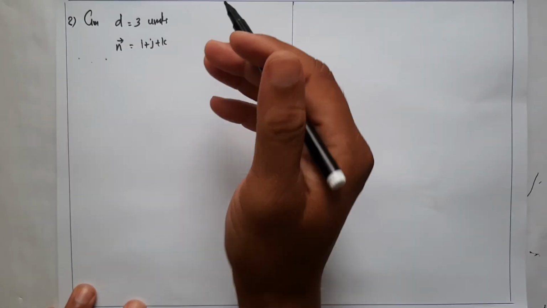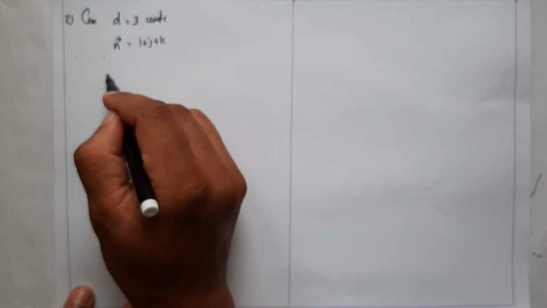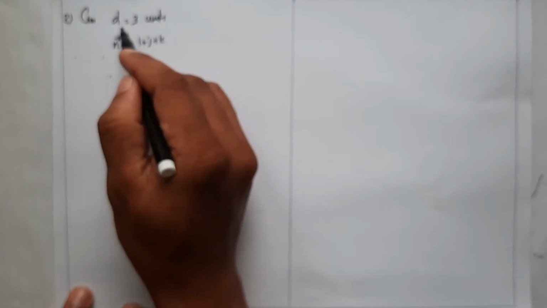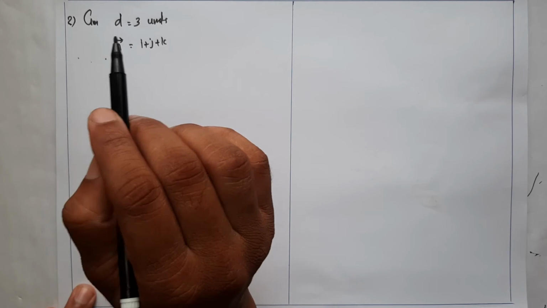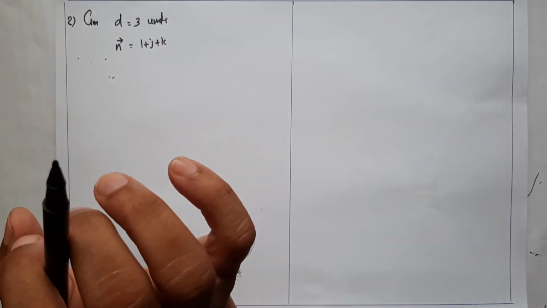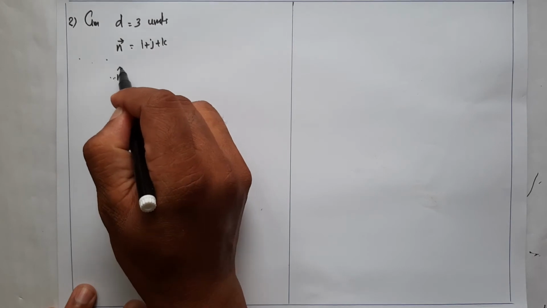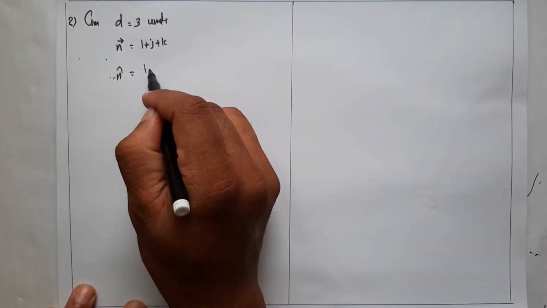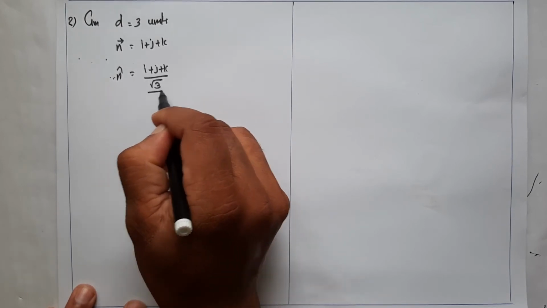We form the vector equation. Since D is already given, we use the normal form formula R dot n cap is equal to D. If D is given, you must use the formula R dot n cap is equal to D. So first of all we convert the given normal vector to a unit vector, that is n cap is equal to i plus j plus k divided by root 3.